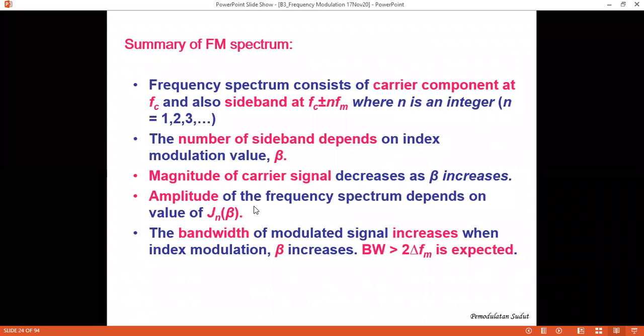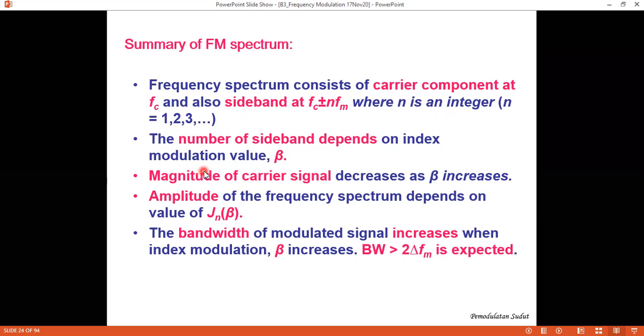Okay, so summary from the FM spectrum is that what we can notice is the frequency spectrum for FM consists of a carrier component at fc and also sidebands at fc plus or minus n fm. n is an integer, the number of sidebands is n. And the number of sidebands depends on the modulation index.